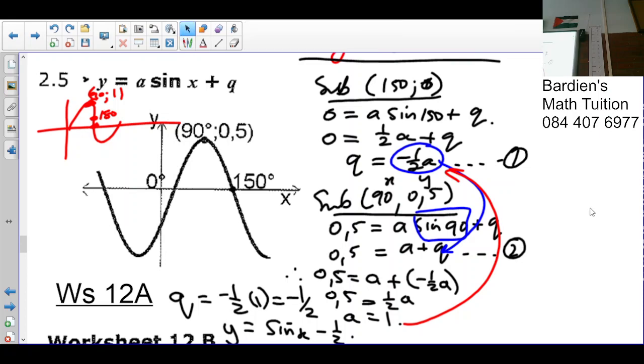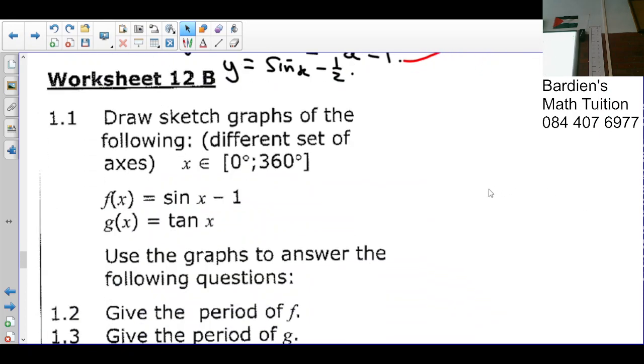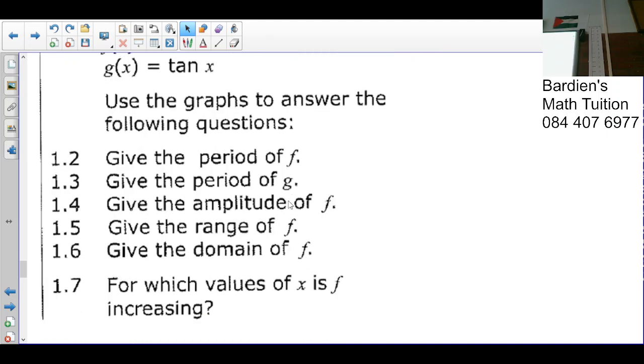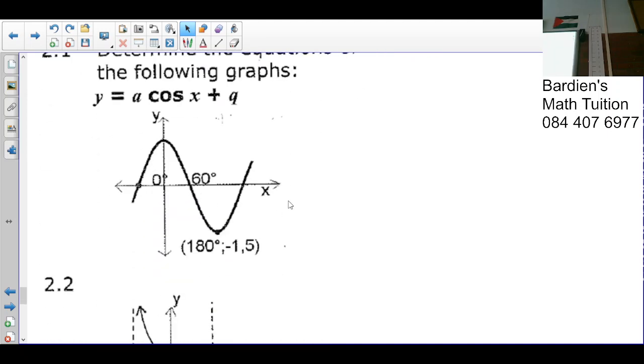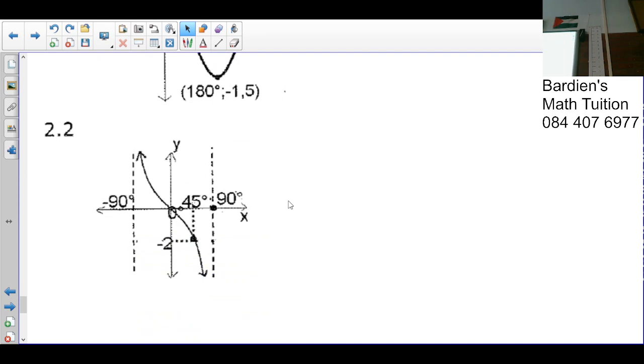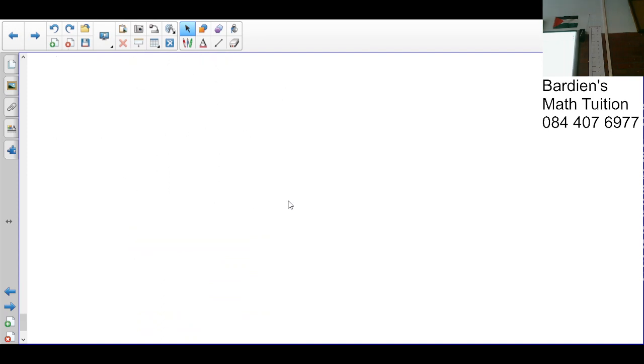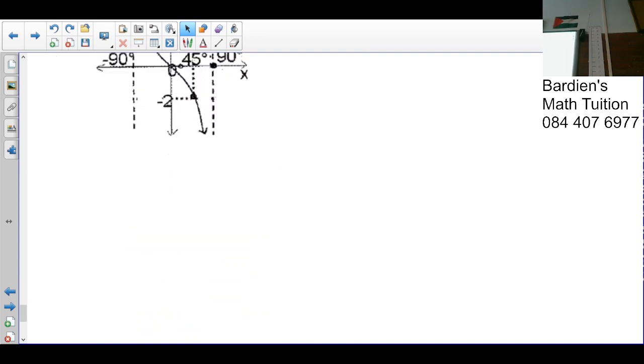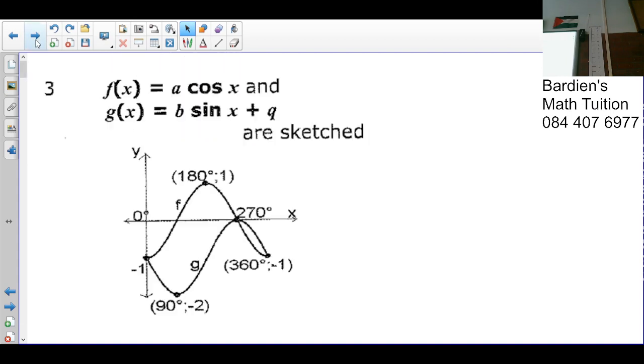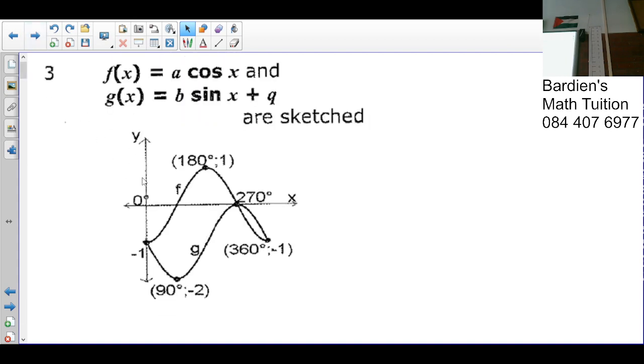Okay. Homework. I would like you guys to do worksheet 12B. The whole worksheet, okay? It's quite a bit for the weekend, okay?